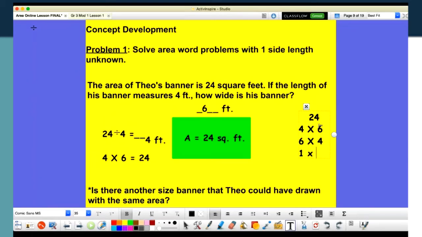We know 1 times 24, and if we have that, we could say 24 times 1. And if on your paper you decided to follow along and list some facts, another fact you might have listed was 3 times 8 or 8 times 3. So if you did any of these facts, you could have done a banner that is 1 by 24 feet, 24 feet by 1 foot, 3 feet by 8 feet, or 8 feet by 3 feet. Any of those would have worked. So yes, there is another size banner that Theo could have drawn with the same area.